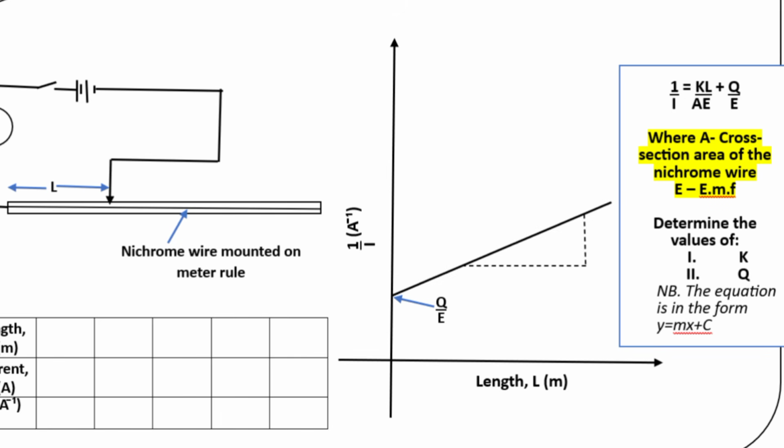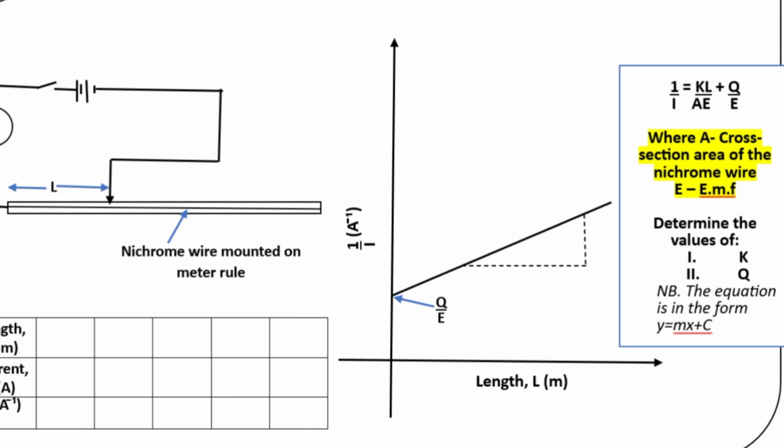What you do for this particular equation, again, is that it is in the form of y equals mx plus c. So you have to interpret this equation. 1 over I is the y-axis, and L is the x-axis. That means the slope represents K over AE, whereby you already have A and E. So you only need K. Once you get the slope of this graph, you can say the slope is equal to K over AE.